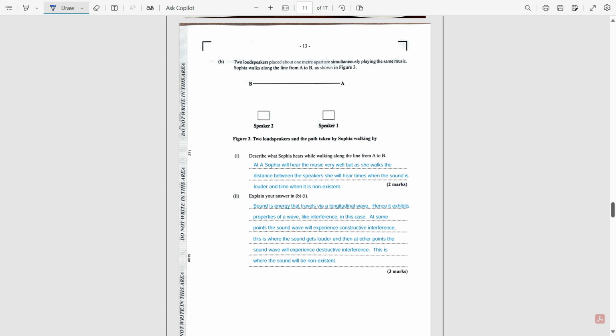Of course. So sound is energy that travels via a longitudinal wave. Hence, it exhibits properties of a wave like interference in this case. At some points, the sound wave will experience constructive interference, and this is where the sound gets louder, and then at other points, the sound wave will experience destructive interference. This is where the sound will be lower or non-existent.